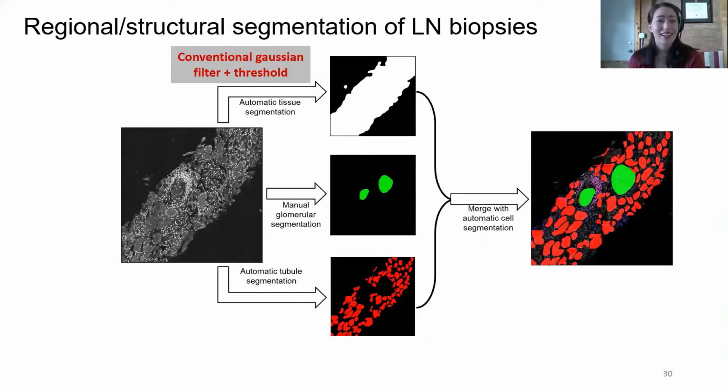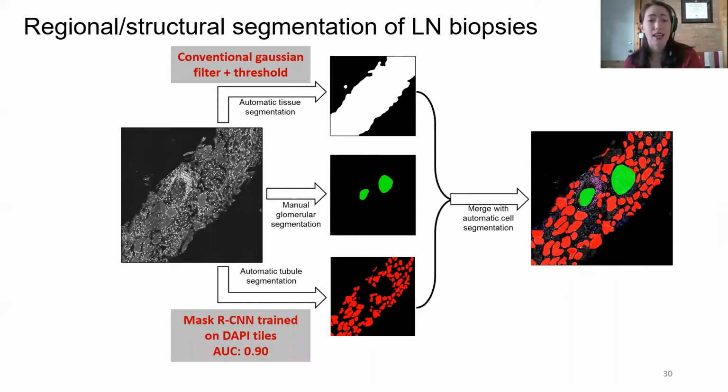So first, we just did a full biopsy segmentation using a conventional Gaussian filter and threshold to get the full biopsy segmentation. There aren't a lot of glomeruli in these images, so we just did manual segmentation. If we had a large enough data set, we could build up something to do automatic segmentation, but with 1 or 2 per image, hand segmentation was the way to go. And finally, we did automatic tubule segmentation by training a Mask R-CNN on the DAPI tiles. Again, those tubules were hand segmented, and that Mask R-CNN at the pixel level resulted in an AUC of 0.9.